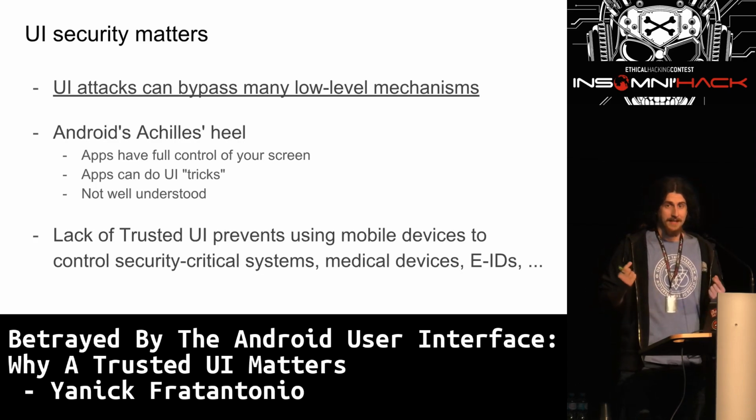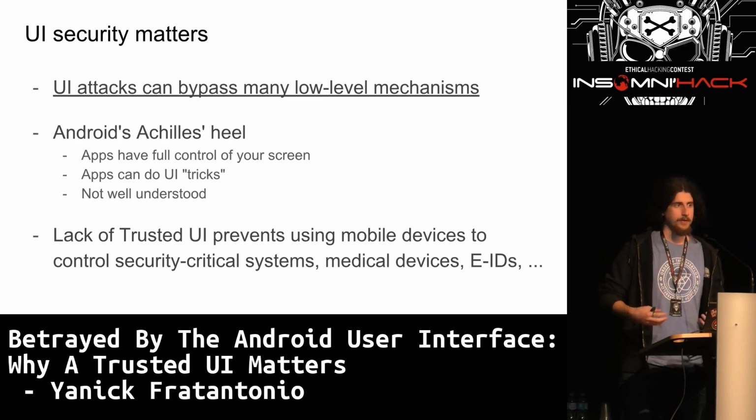I also believe that the missing, what we call trusted UI, is one of the missing pieces to make these mobile devices more powerful, able to, for example, control security-critical systems, medical devices, or electronic IDs, and so forth. So I believe that focusing on fixing this kind of resource problems may help us get mobile devices even more useful than what they currently are.